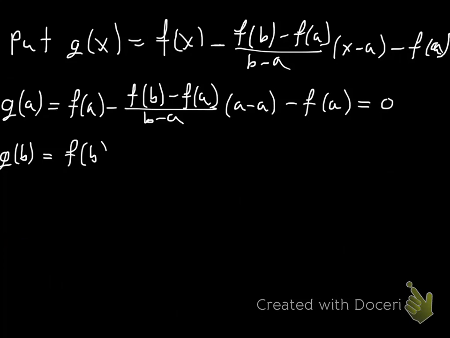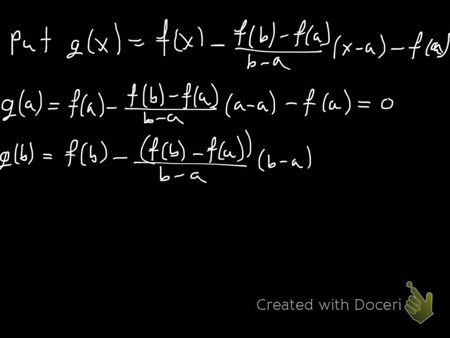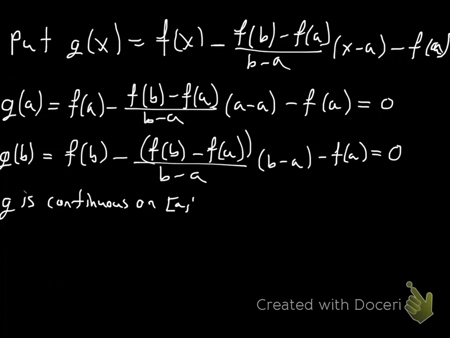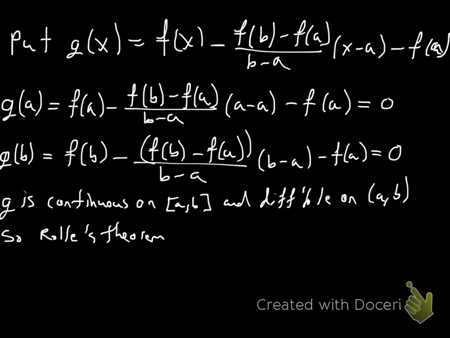Then if we plug b in, the b minus a's are going to cancel. When I distribute this negative sign through, you'll have an f(b) minus f(b), so those are gone, and then the minus will make f(a), and then we have a minus f(a) over here. So everything cancels out, and we're left with just 0 again. And I'll mention again, g is continuous on the closed interval [a, b], and differentiable on the open interval (a, b). And we saw that the endpoints were equal, so Rolle's theorem applies.